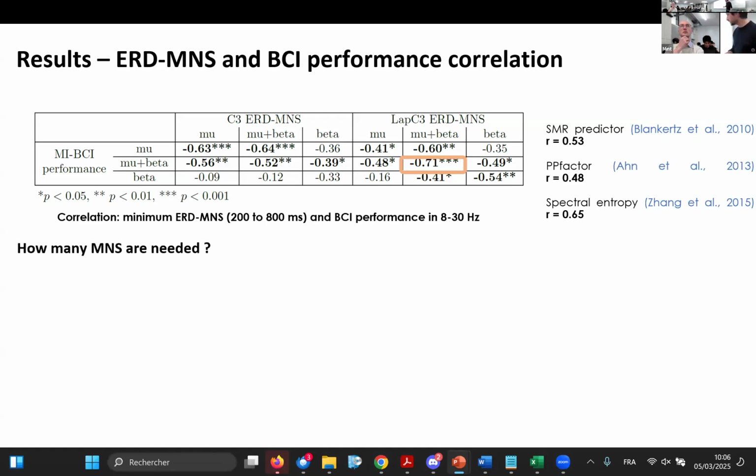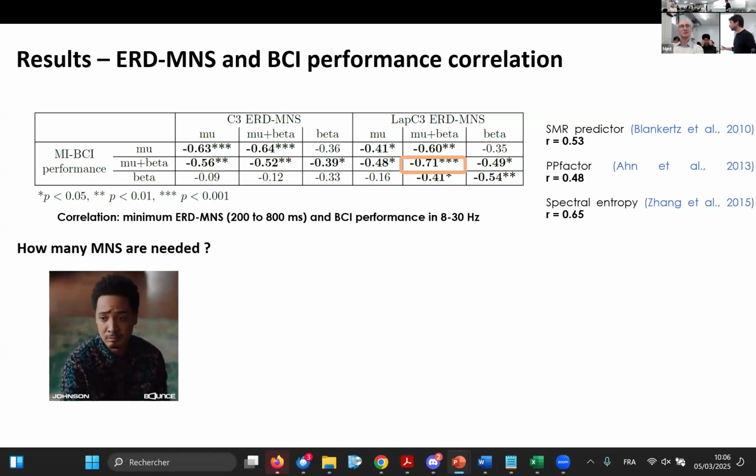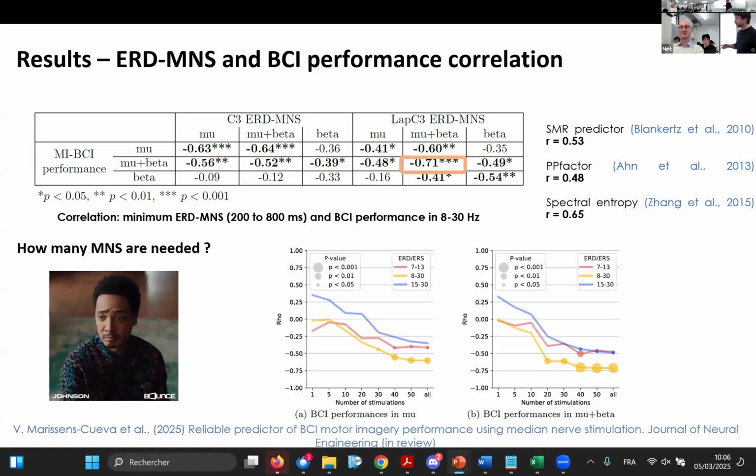So now the question I will ask is how many stimulations are needed to have a significant correlation? Because here for this correlation, we used all the trials, so more than 50 trials. Finally, to answer, not so many stimulations are needed. We show that with only 20 stimulations of the median nerve, we could have a significant correlation.